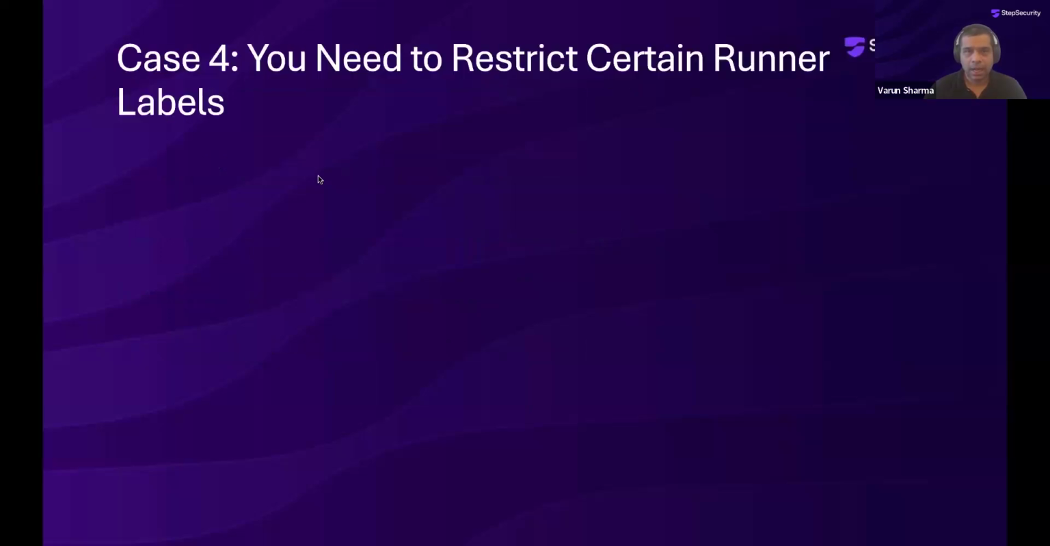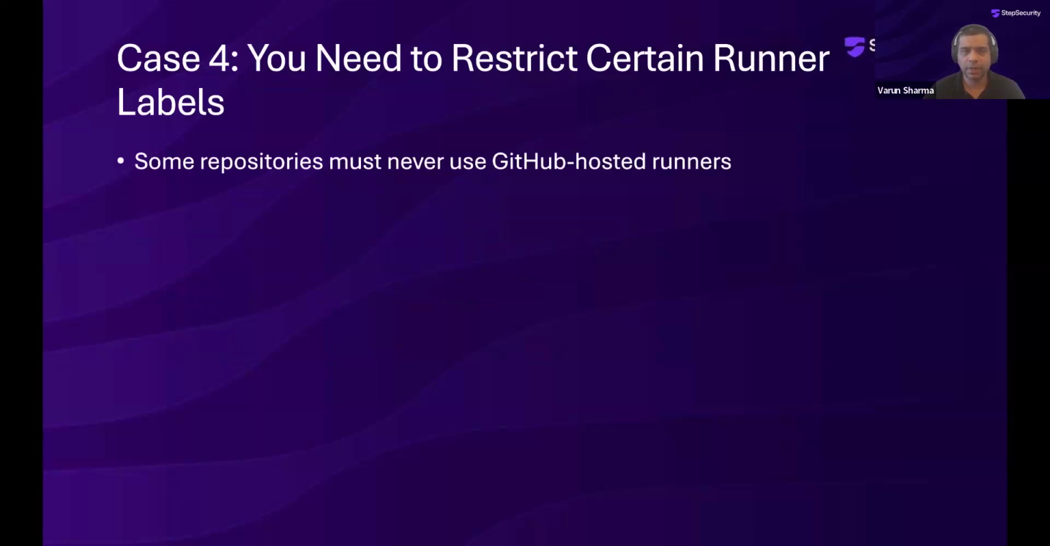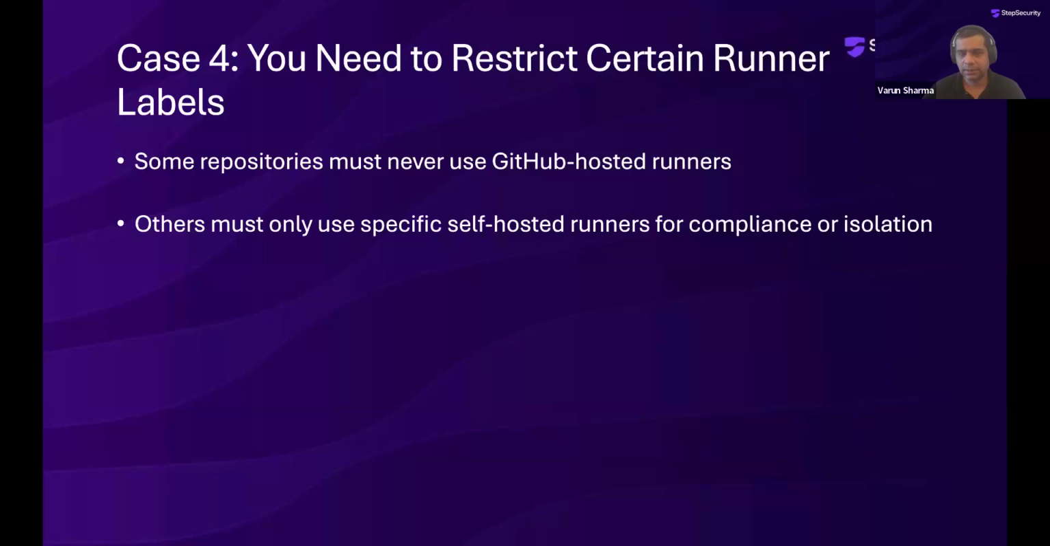And with that, we are at the last scenario, which is if you have a need to restrict usage to certain runner labels. And the scenario here that we've heard multiple times from our customers is that they don't want to allow the use of GitHub hosted runners on certain repositories. So they have set up self-hosted runners, and due to compliance or security requirements, they only need to use those runners for certain repositories. Or in some cases, they have multiple different types of self-hosted runners, and they want to enforce the usage of specific runner labels for specific repositories.